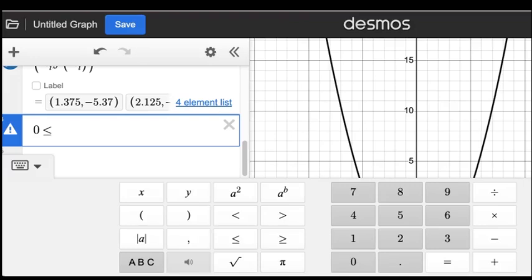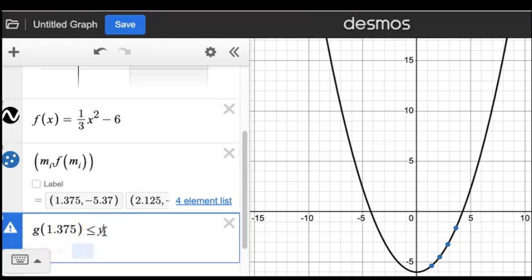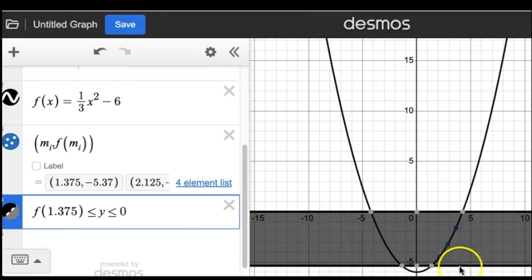All right, so the lower point of the rectangle is from the depth. So let me fix that. So not 0. I'm going to go from f of 1.375 is less than the y values. That's the depth of my rectangle. And then go up to 0. And so you can see I have that rectangle.